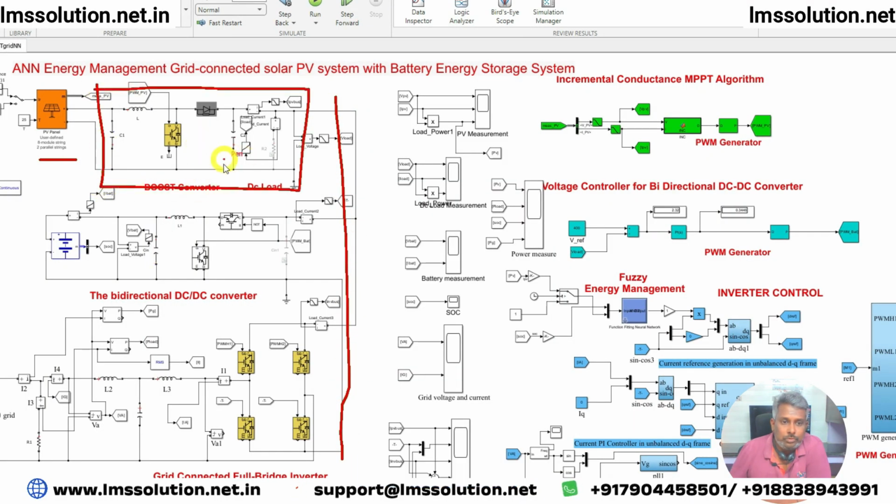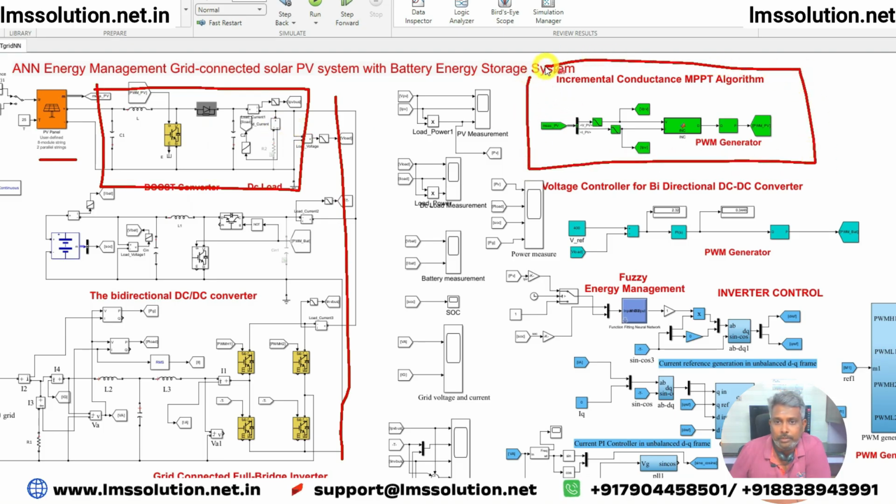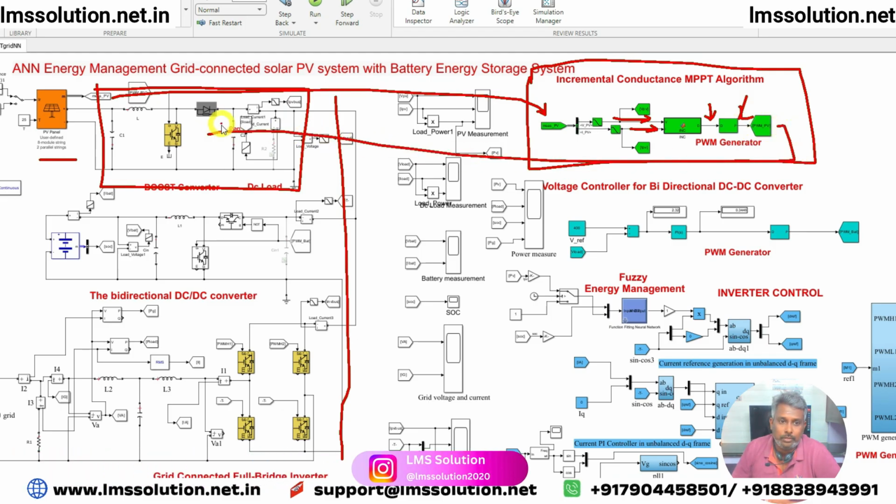This boost converter is controlled by means of an MPPT algorithm. Here we are using incremental conductance MPPT. It receives two inputs: we are measuring the PV voltage and PV current. Based upon that, it generates the duty cycle, which is processed via the PWM generator to generate the pulse. This pulse controls the boost converter to extract the maximum power from the PV as well as to boost the voltage from around 240 to 400 volts.